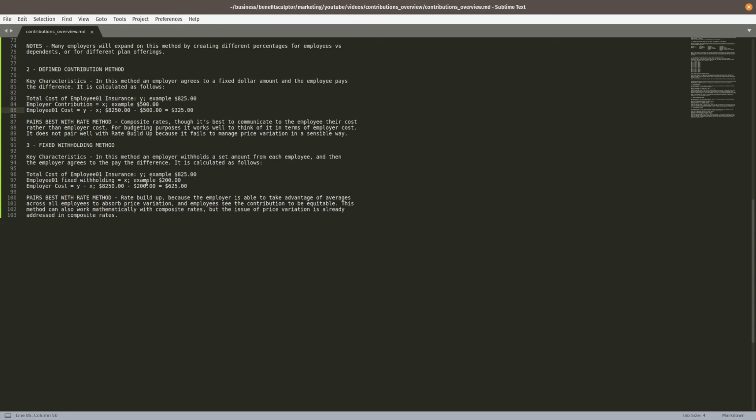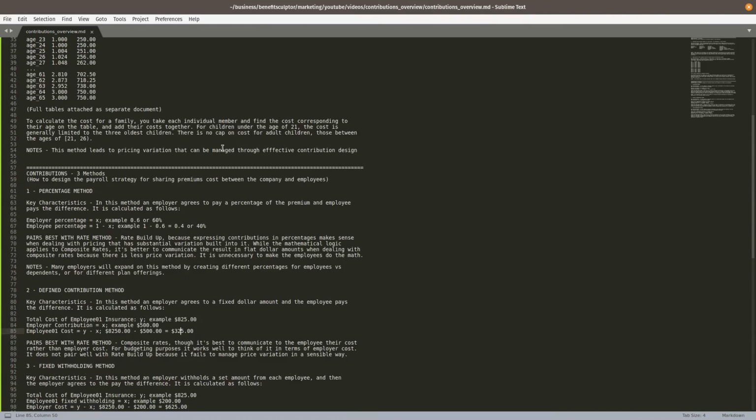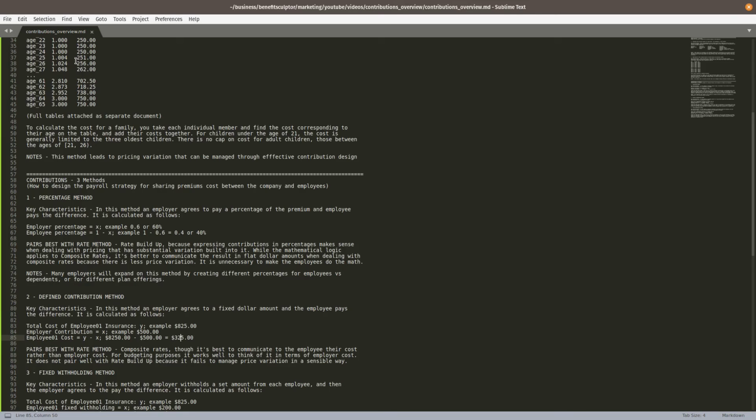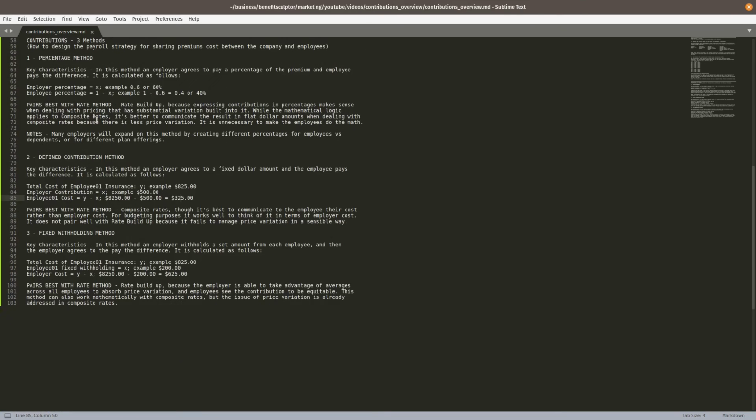at the end of the day, as an employer, you do have quite a bit of budgeting control, and one of the things you can take advantage of is the factor of averaging. Even though there's all the pricing variation that comes from the rate buildup method, you're going to find averages. The employees that have lower premiums versus those that have higher premiums, you get to blend that together as an employer, and you can take advantage of the average between those different costs where the employees individually cannot. So fixed withholding is a way to create a sense of equitability, where every employee says, you know what, I pay the same amount as the next person, and as a company, you have the ability to budget.